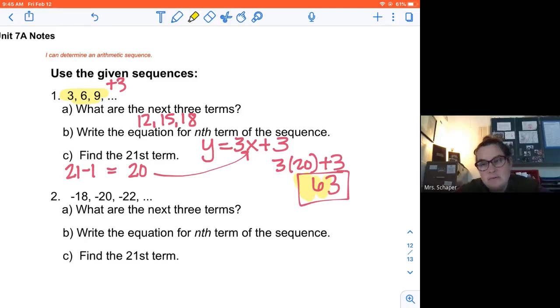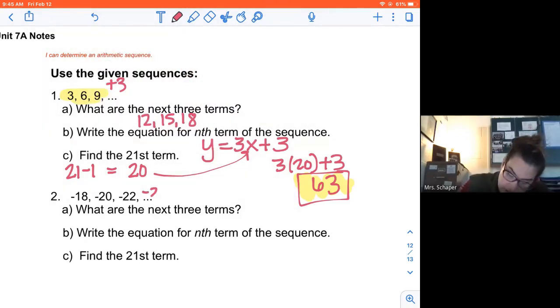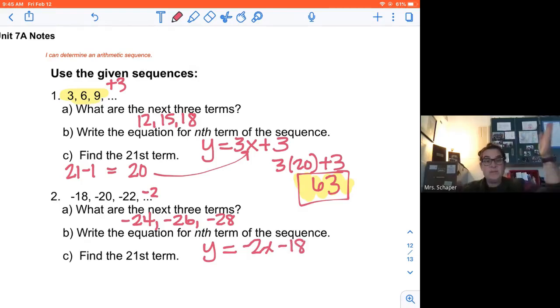Last one, and then you'll have time to work on the worksheet, the arithmetic sequence worksheet. What are the next 3 terms? It looks like I'm subtracting 2 each time. So -24, -26, and -28. The nth term is y equals -2x minus 18. My rate of change is I'm going down by 2 every time, and then I'm starting at -18.